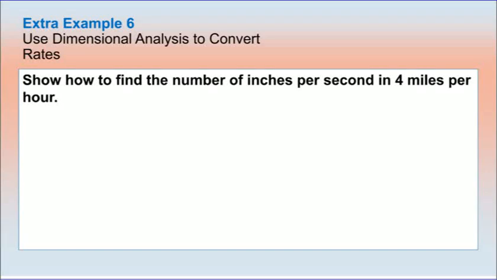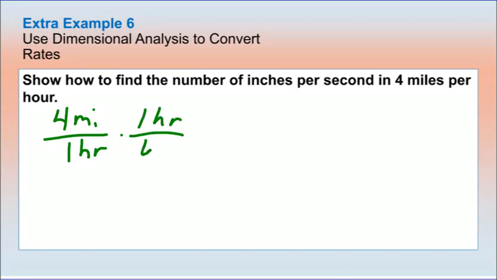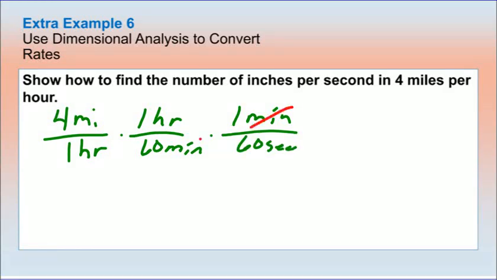Show how to find the number of inches per second in 4 miles per hour. So I have 4 miles in 1 hour. I need to find out how many inches there are per second. So let's do the time. So I know in 1 hour, that's 60 minutes, and that 1 minute is 60 seconds. So now I'm at miles per second.